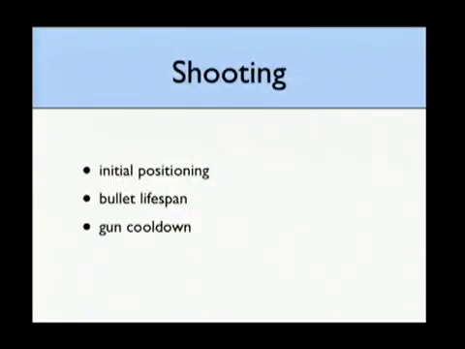So, shooting. To allow the player to shoot back at the enemies, we need to keep track of a few things. Where the bullet started its life, how long it's going to live for, because we don't want bullets to last forever if they don't hit an enemy, or we're going to be keeping track of a lot of bullets. We also need to limit the number of times the player can shoot per second. Otherwise, they will just spam the bullets, and that can be not a good thing.